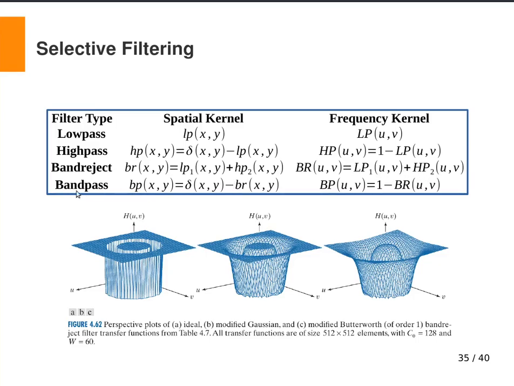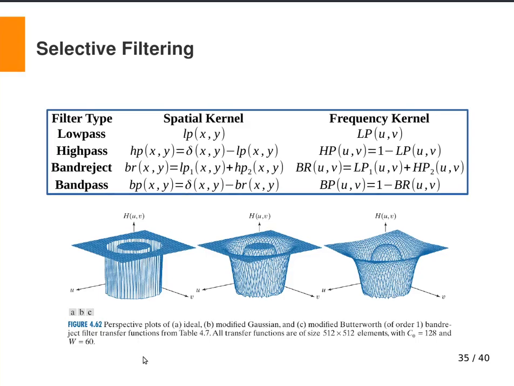What about a band pass filter? A band pass filter in the frequency domain is 1 minus a band reject filter, and in the spatial domain that is equivalent to subtracting the band reject spatial kernel from a delta function or an impulse function.